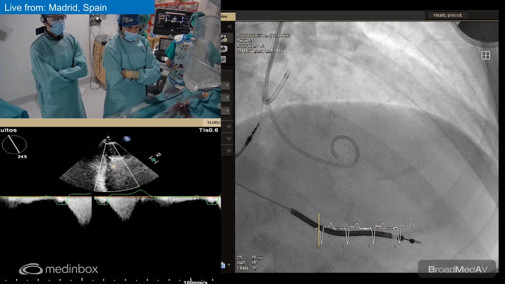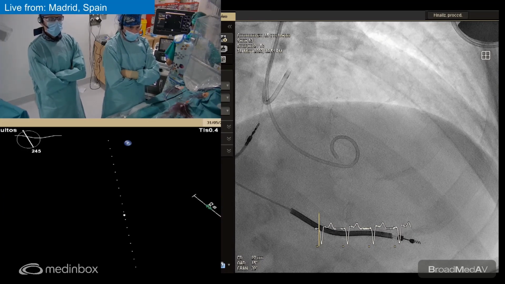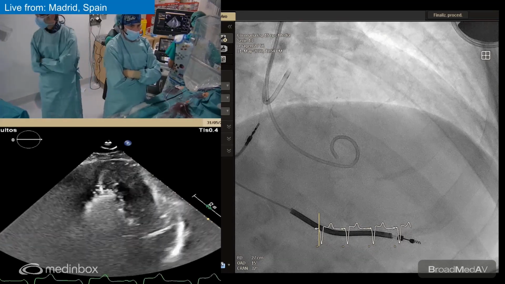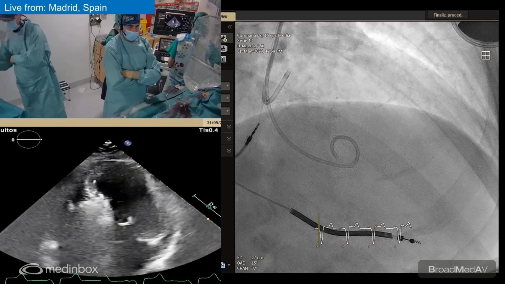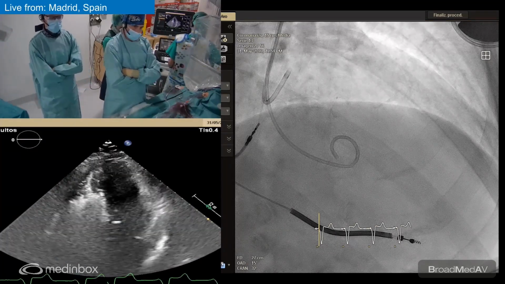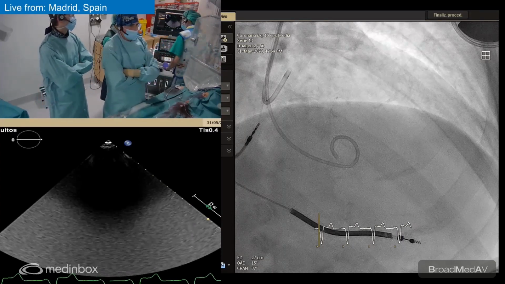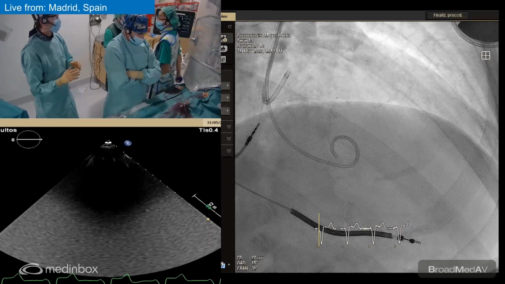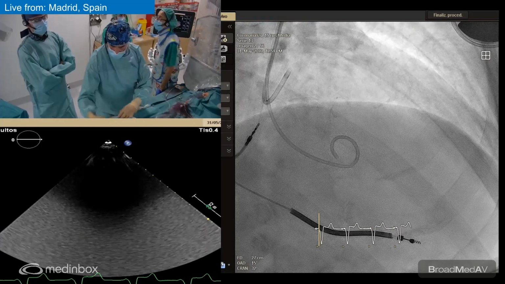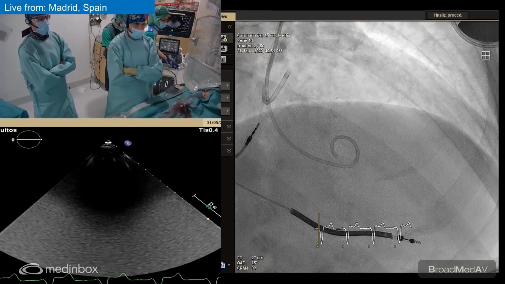Also, we need to warn the patient that the improvement is not going to be immediate. But I don't see any complications. It looks good to me. Systolic anterior movement has also improved, I think. There was a bit of MR, but the acoustic window in this position is not the best. So maybe we can assess it tomorrow, or in a couple of days.